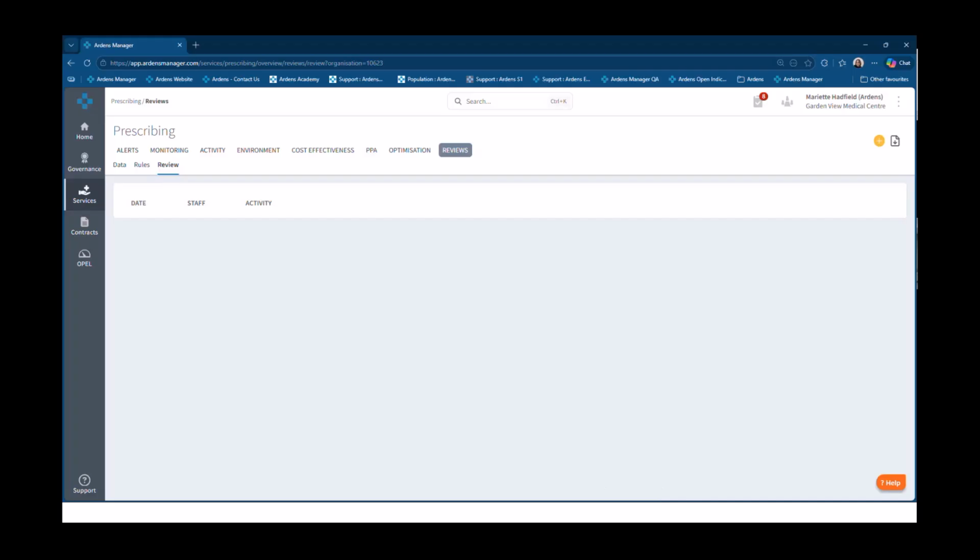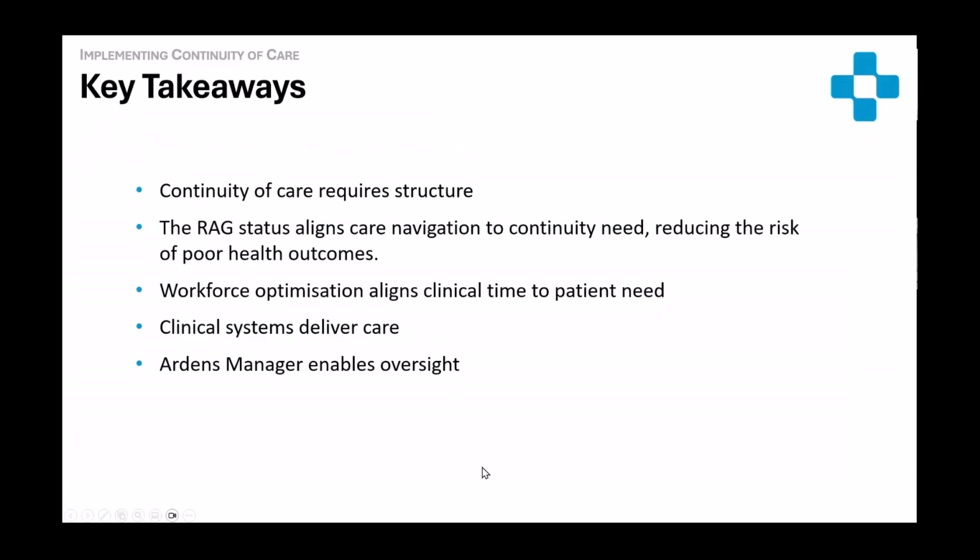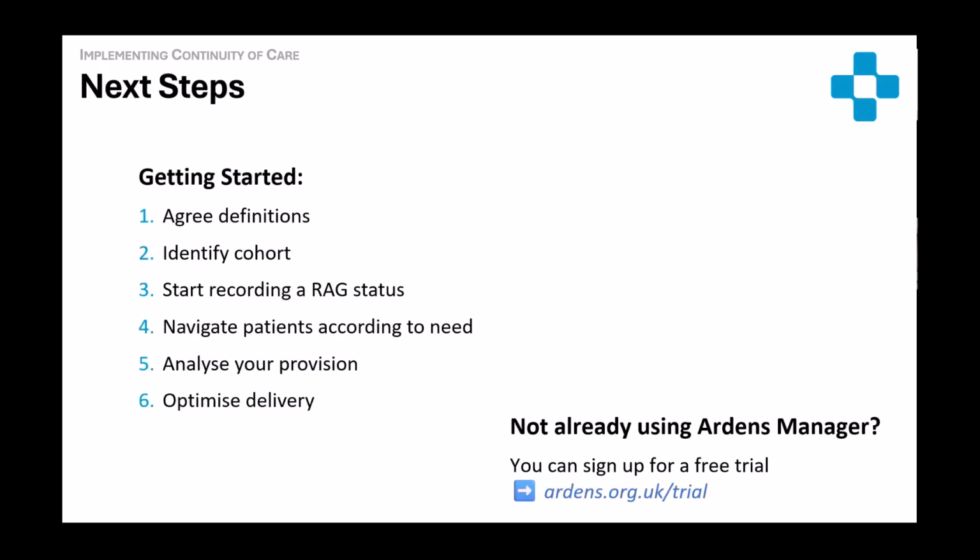That brings us to the end of the Ardens Manager demo. So I'm just going to hop back to the presentation just to summarize for us. The key takeaways for today is to remember that continuity of care requires a structure. The RAG status aligns your care navigation to the continuity need, and that ultimately reduces the risk of poor health outcomes for your patients. Workforce optimization helps you to align your clinical time to patient needs. Your clinical systems deliver the care, and Ardens Manager enables that oversight for you.